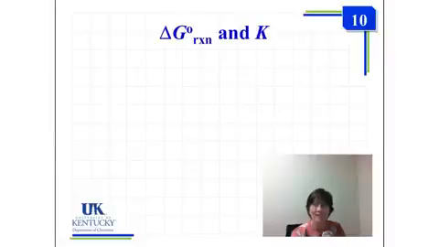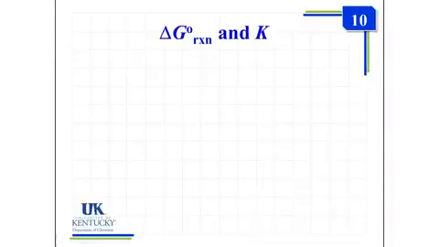We're ready for our 10th and final learning objective of the thermodynamics unit. In this unit, we're going to be seeing the connection between the standard delta G and the K value, the equilibrium constant value for a reaction. We're going to derive the equation that we will use first and then practice using the equation in some example problems.